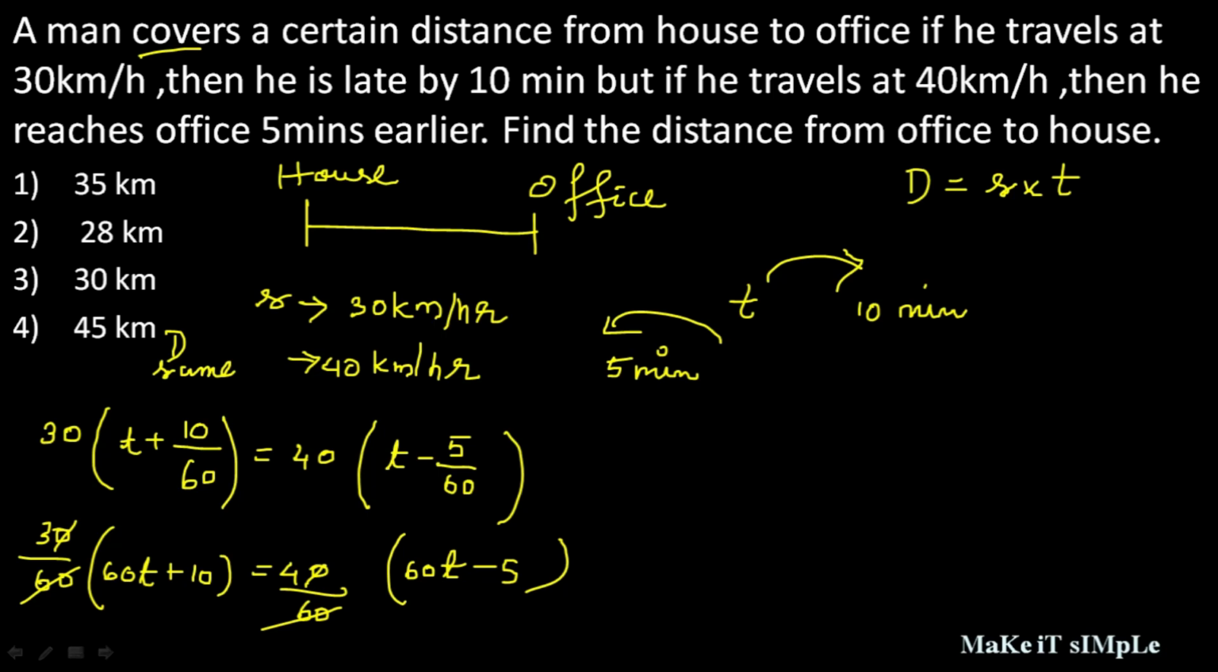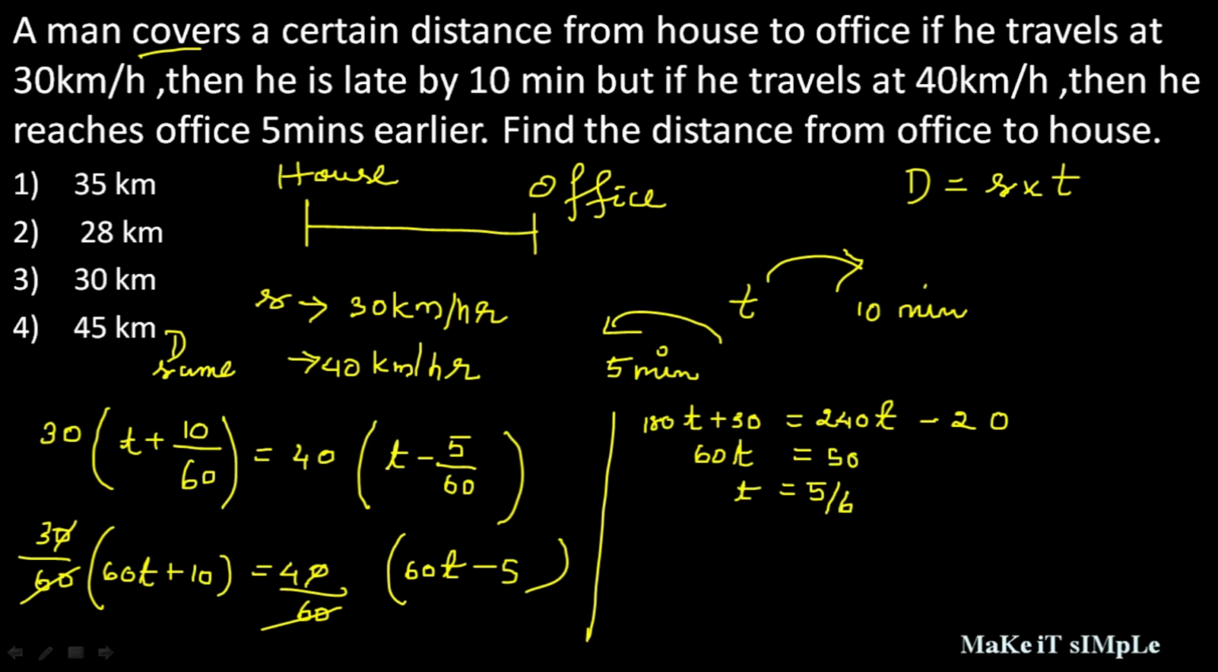Then what do we get? We get 180t plus 30 equal to 240t minus 20. On solving this, 240t minus 180t gives 60t, and then 50. So t is 5 by 6.